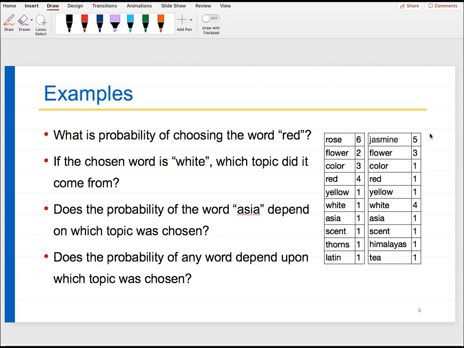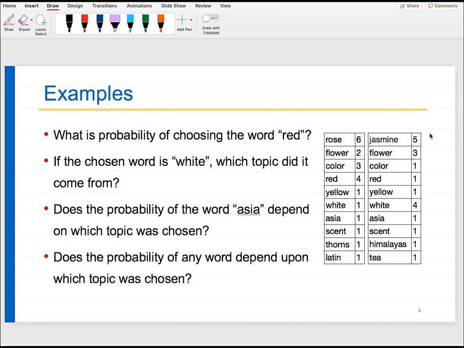So what is happening is I have got these two articles and I am randomly picking some word. So what is the probability that I choose the word red? If the word which I have chosen is white, then what is the probability that it is coming from the article roses? Or what is the probability that it is coming from the article Jasmine, right? Similarly, does the probability of any word like Asia depend upon which topic was chosen?